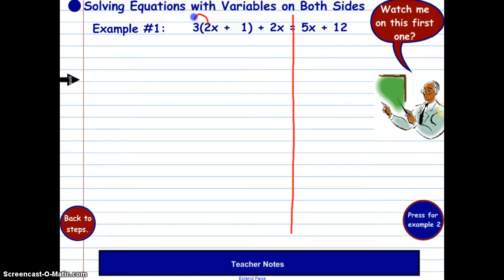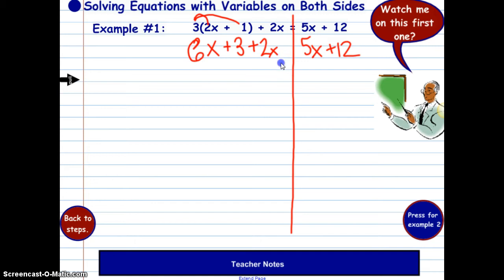Yep, I'm going to do my distributive property. We will use distributive property all the time. So if that's still tough for you, make sure that you ask questions. All right, so we got 6x plus 3 plus 2x. Over here, what do we have over here? 5x plus 12. All right, so the first thing I distributed if I need to.